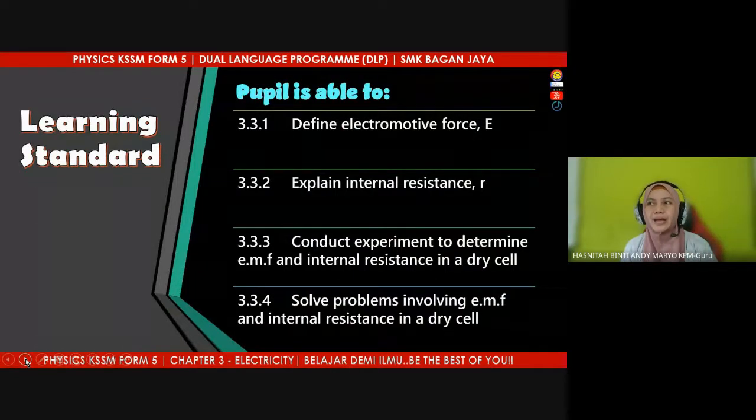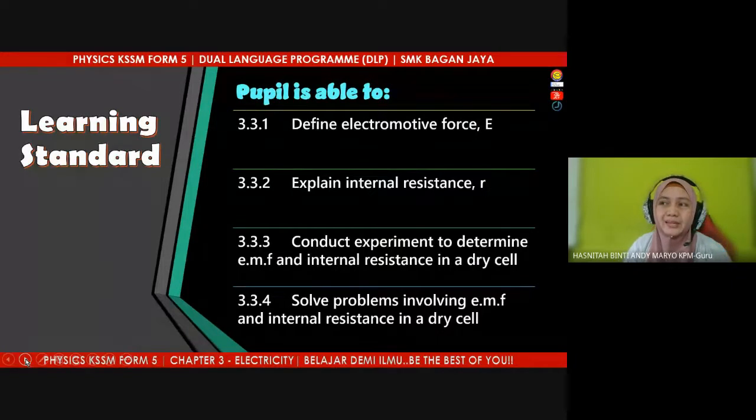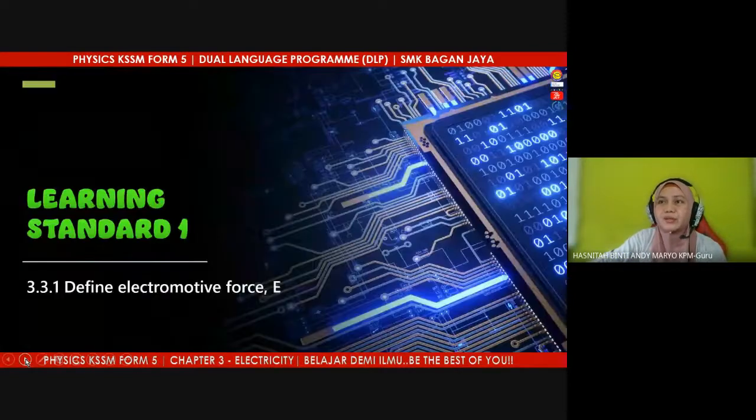For tonight, we are trying to discuss the first, second, and third, and a few example questions related to the 4th learning standard. So the first one, to define electromotive force.